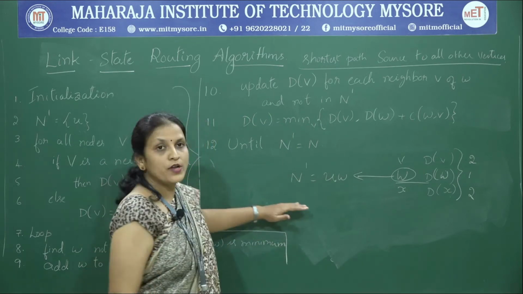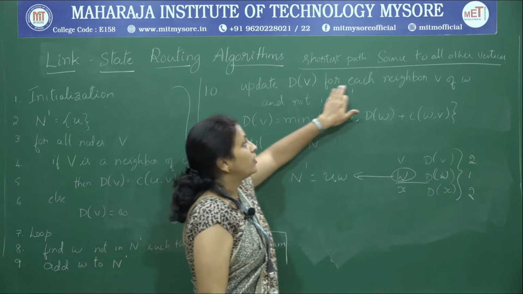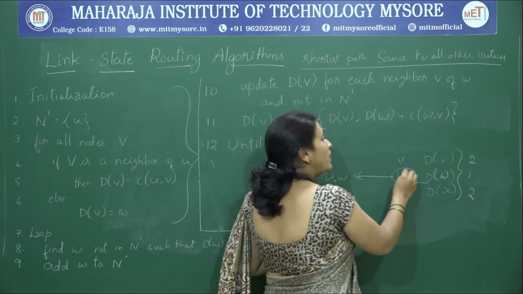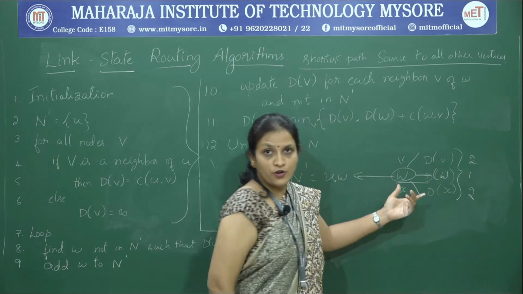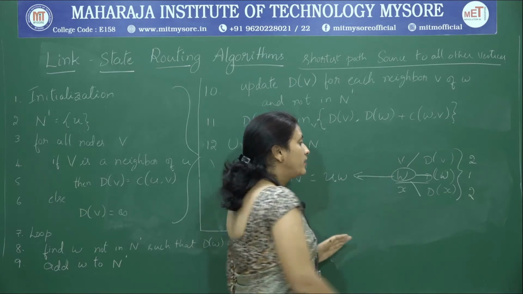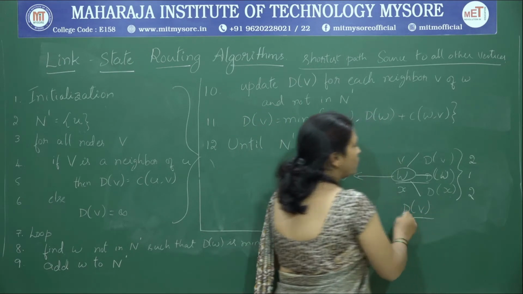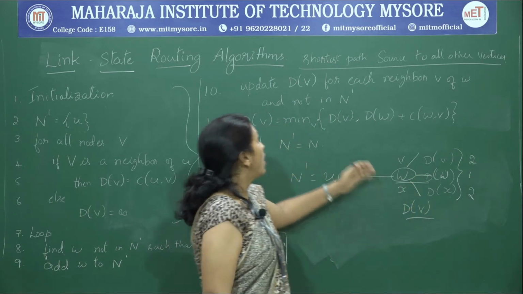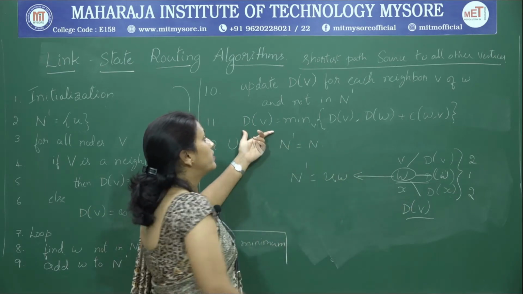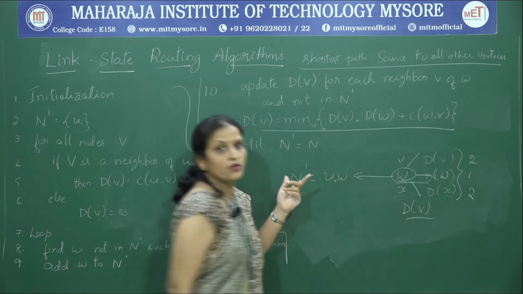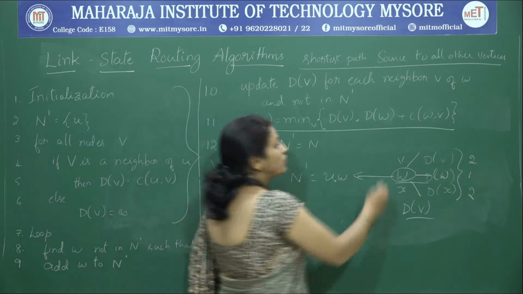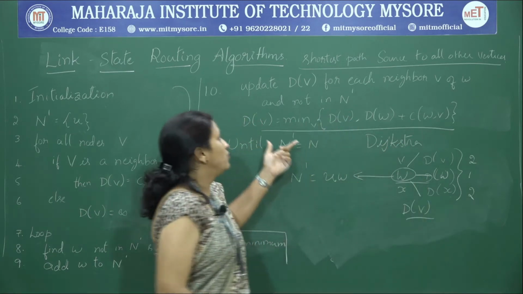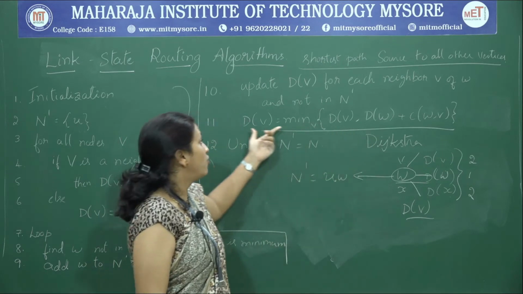After adding this, what should I do? Update D of V for each neighbor V of W. Now I have W, and I will have several neighbors for W, right. So, update D of V, the cost, for each of these links which are immediate neighbors of W. How to update that? Using this particular equation which is proposed by Dijkstra, you update the value of D of V.